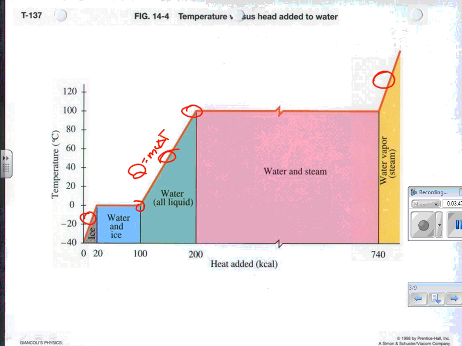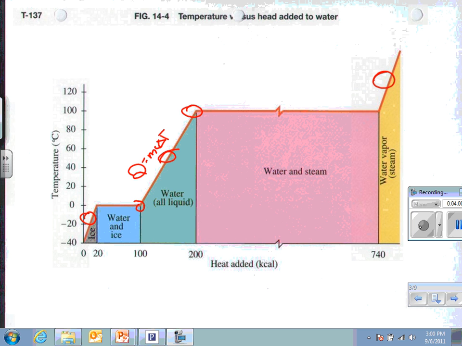Different specific heats. Ice, water, and steam have different specific heats. And therefore, if I add heat continually, they will change temperature at different rates because their specific heats are different. I don't know why the water and ice are more similar, but let's look at the slopes for a second. Let's look at the slope of the ice versus the water versus the steam.